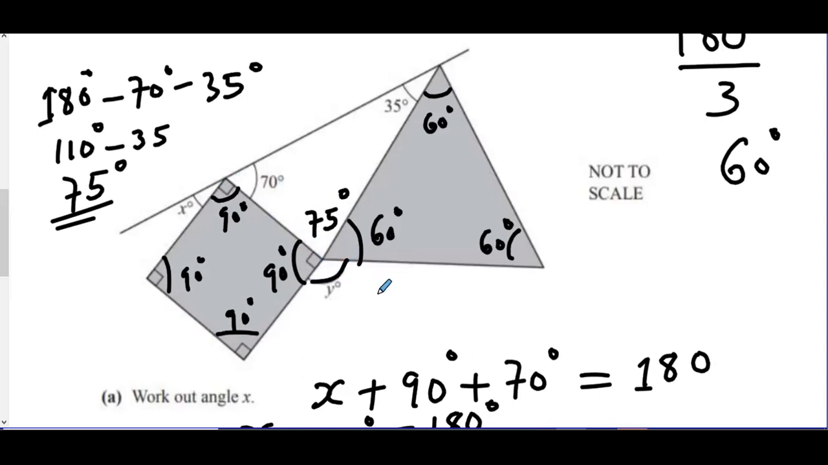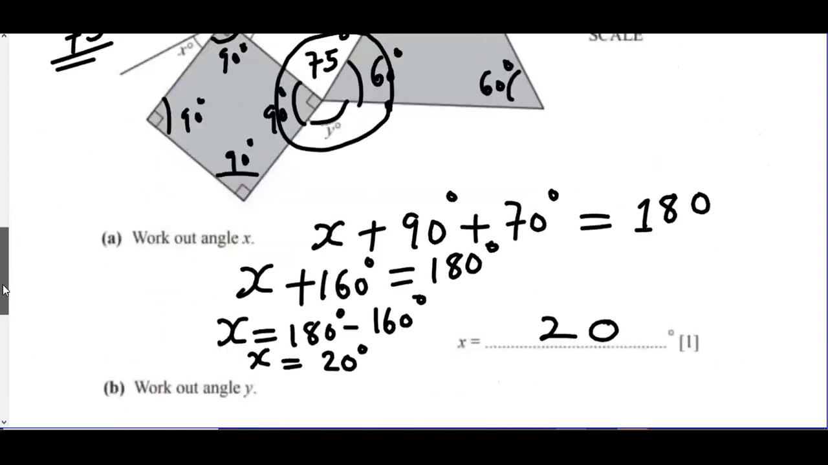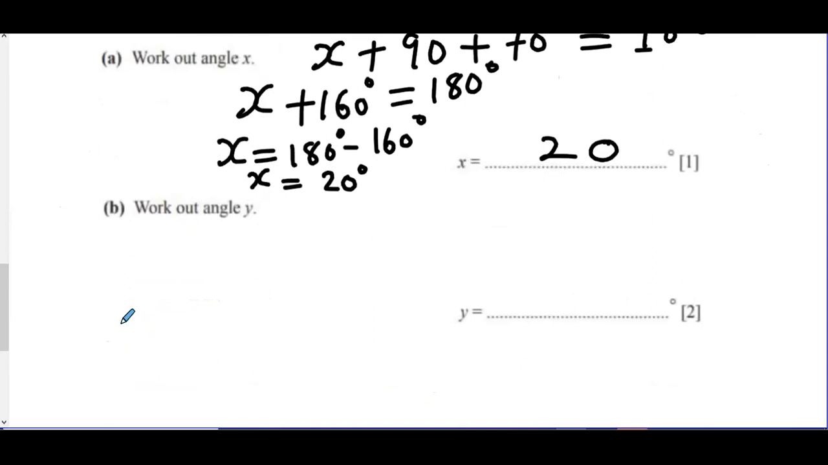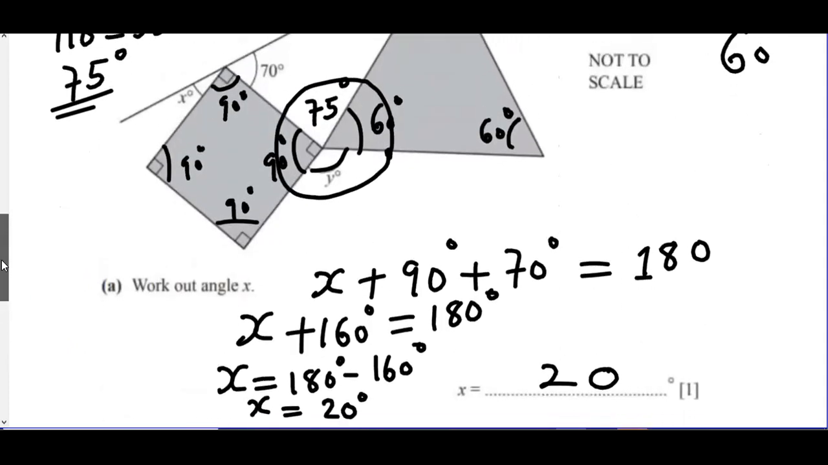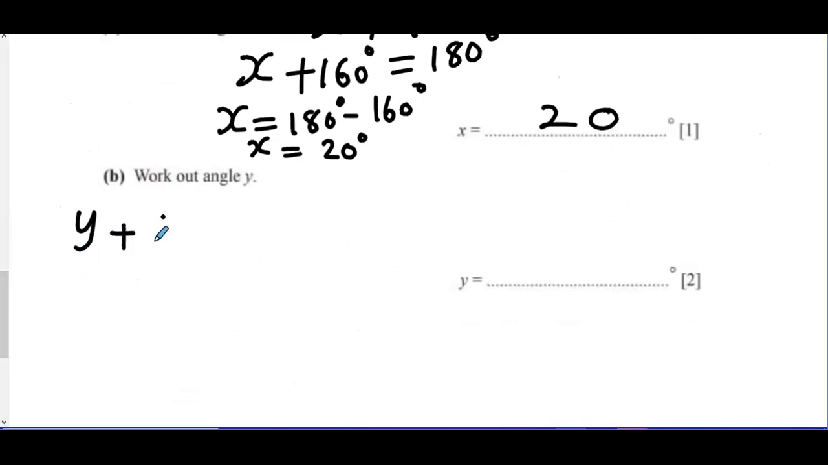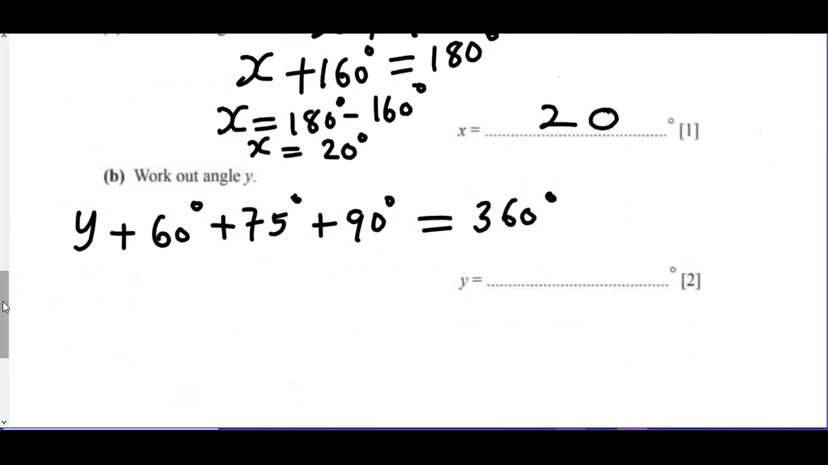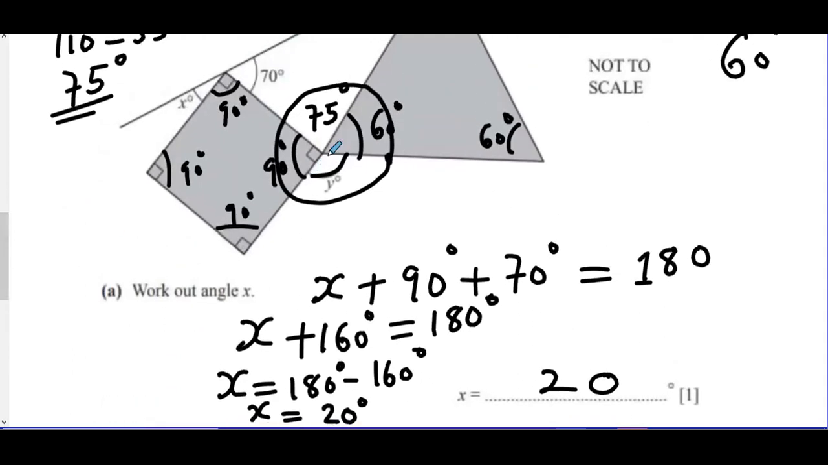Now, to find the value of y, I'm going to start from this point here. When I take this angle y plus 90 plus 75 plus 60, that should be equal to 360 degrees. Why? Because you are forming a circle around this point. And when you add angles around a point, the answer is always equal to 360. So go ahead writing y plus 60 plus 75 degrees plus 90 degrees. The answer should be equal to 360 degrees. The reason: angles around a point add up to 360 degrees.